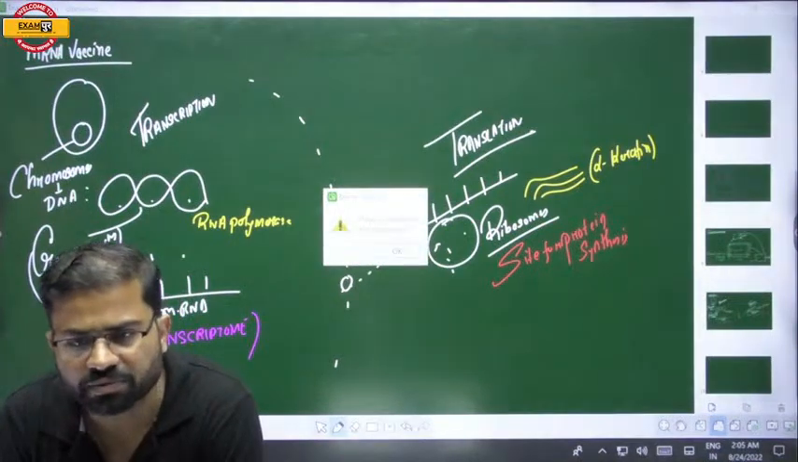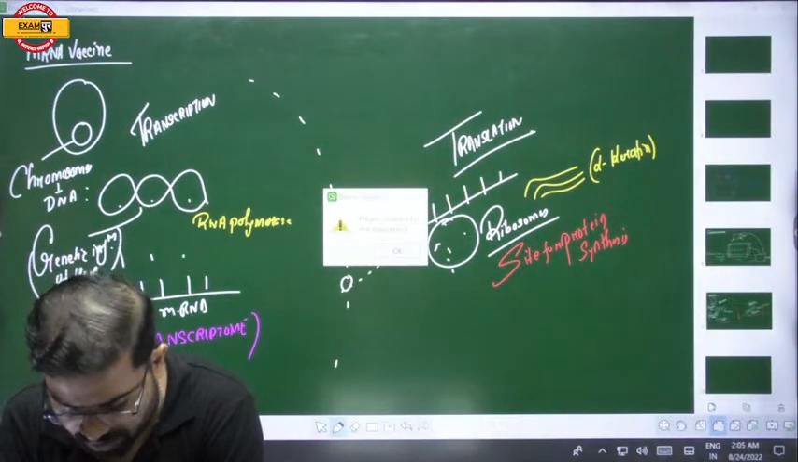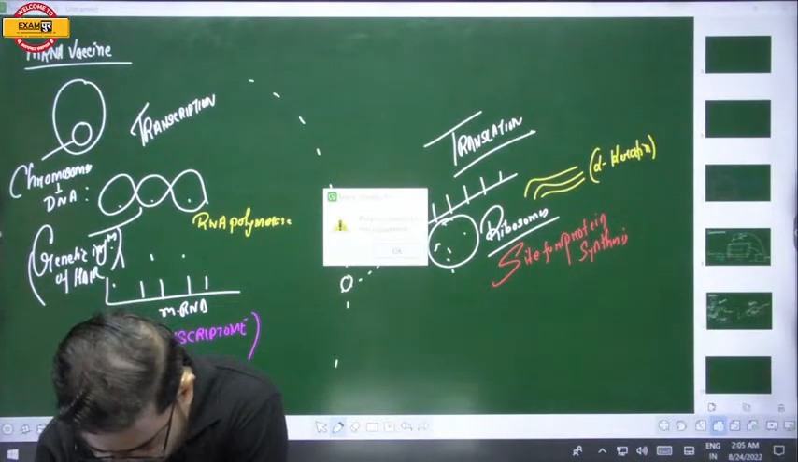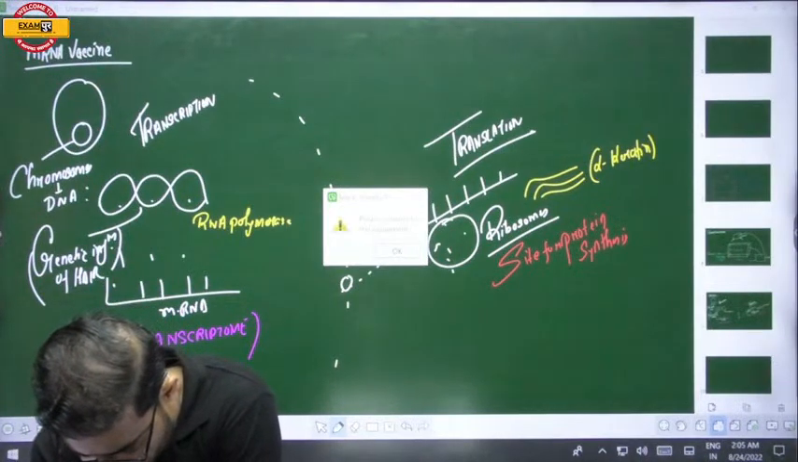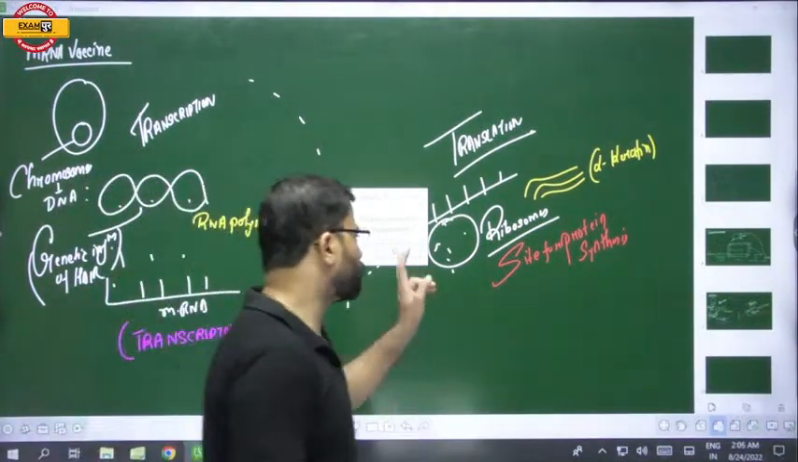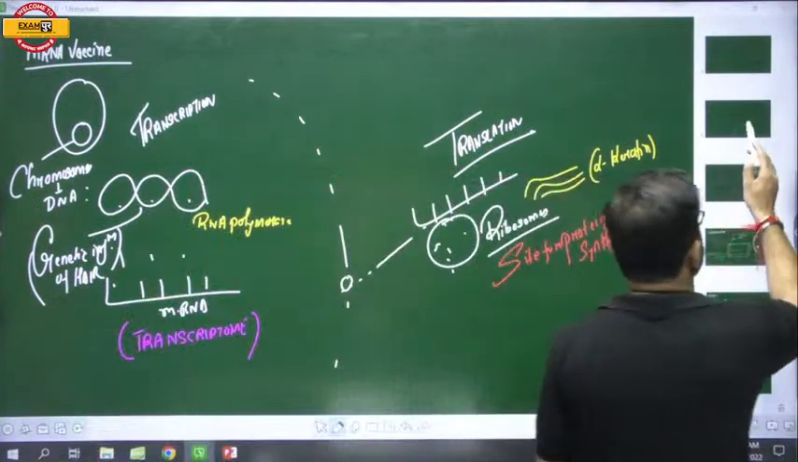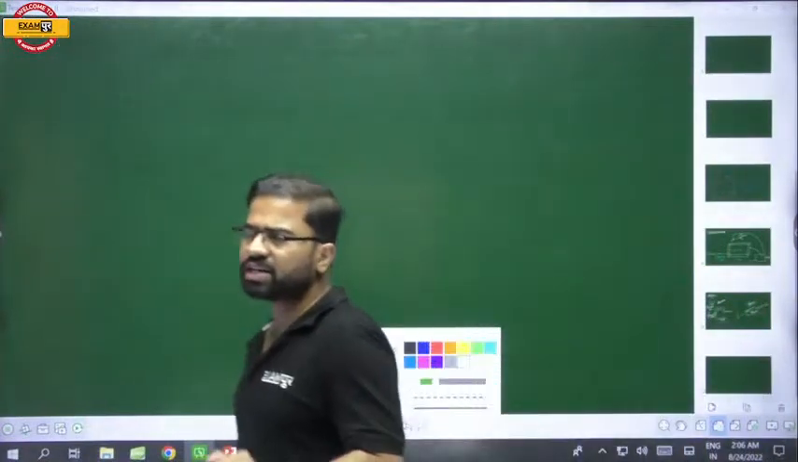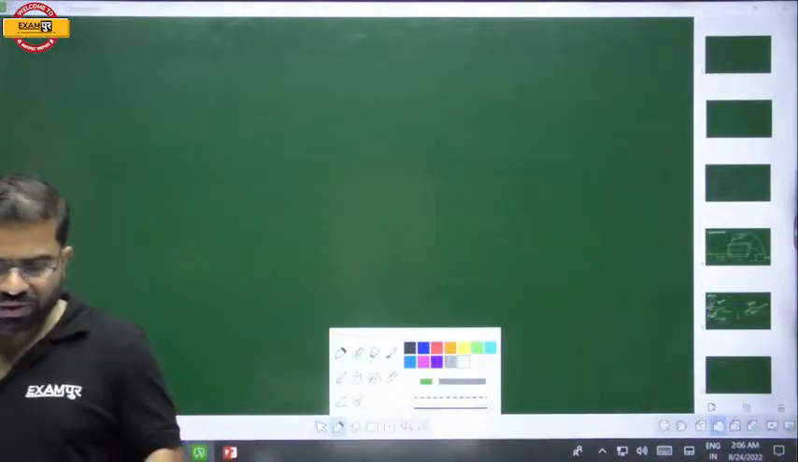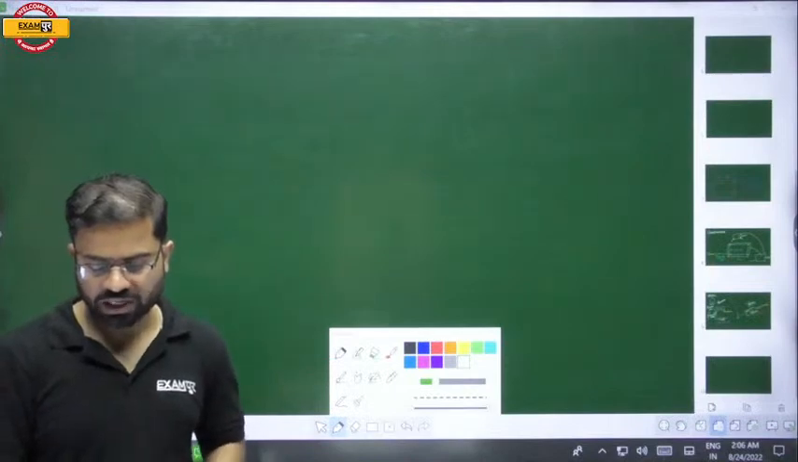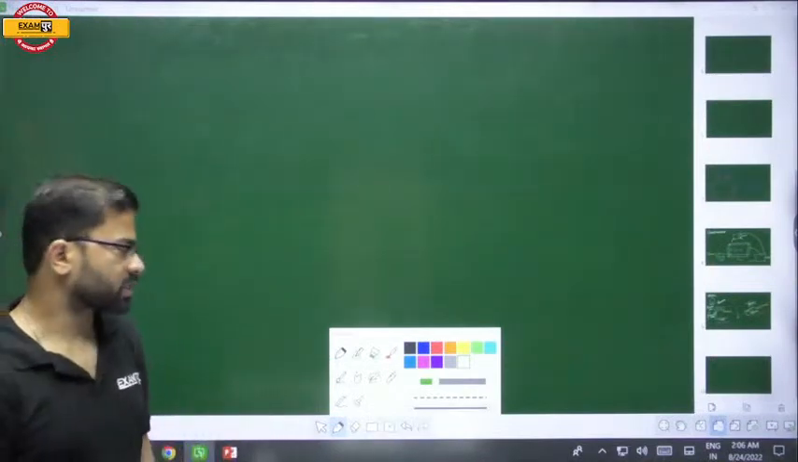Now we will see how Pfizer and Moderna vaccines are being prepared with the help of this technology itself. So now we will see how the Pfizer and Moderna vaccines are being prepared with the help of messenger RNA. Because once we understand the messenger RNA, then only we can see how self-amplifying messenger RNA vaccine works.